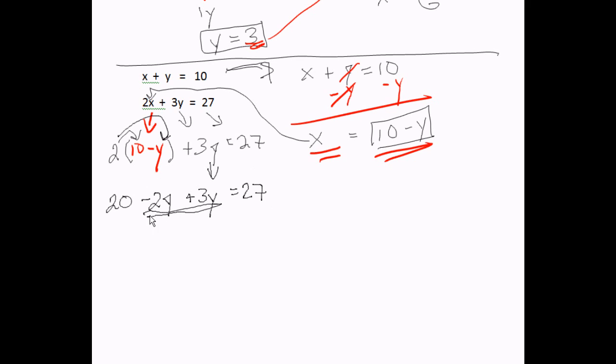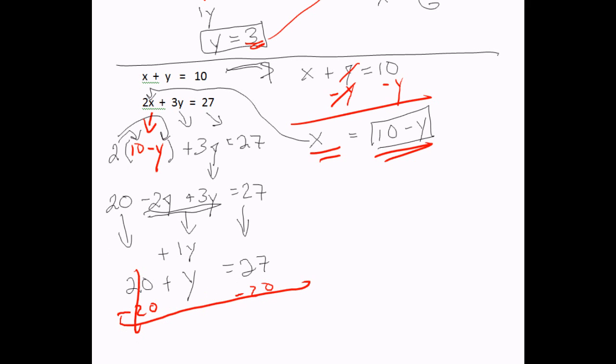Combine like terms, a negative 2y and a plus 3y. Negative 2 plus 3 is 1y, and I keep on saying, another way of saying 1y is just y. They mean the same thing. Equals 27 over here. And I bring down my 20. So I need to get y by itself. I have to get rid of this positive 20. The only way to get rid of it, do opposite math. Opposite of plus 20 is minus 20 to both sides. 20 minus 20 is 0. We're left with y equals 27 minus 20 is 7.